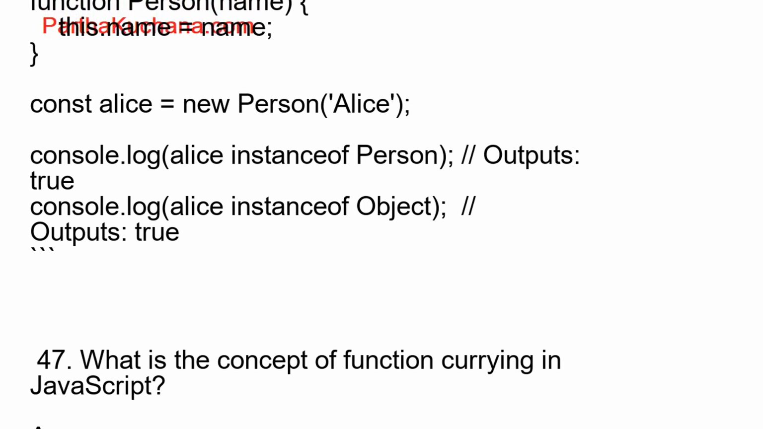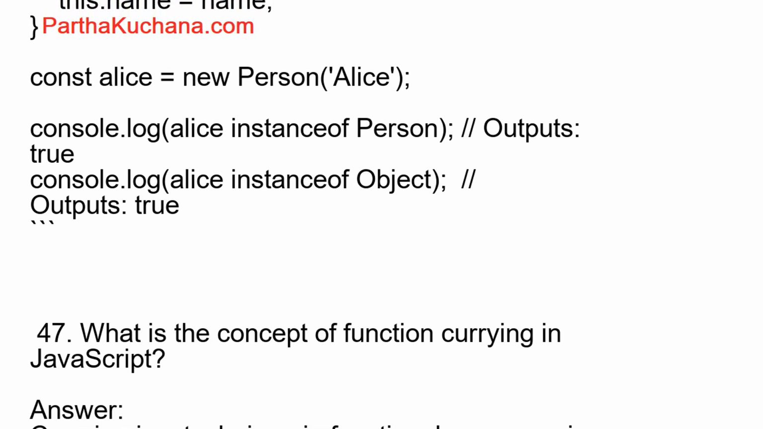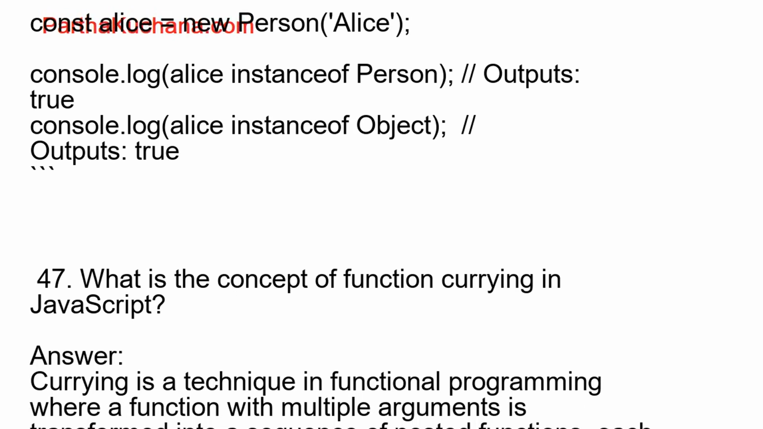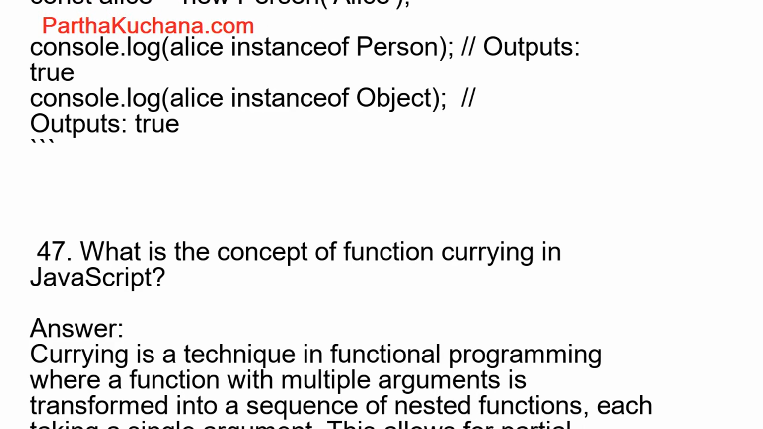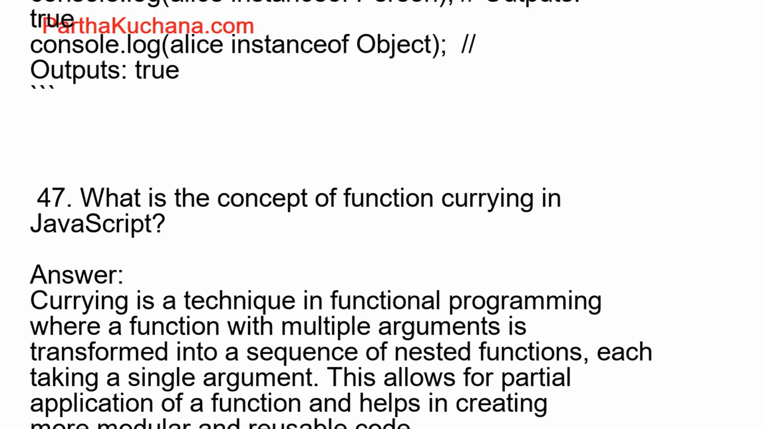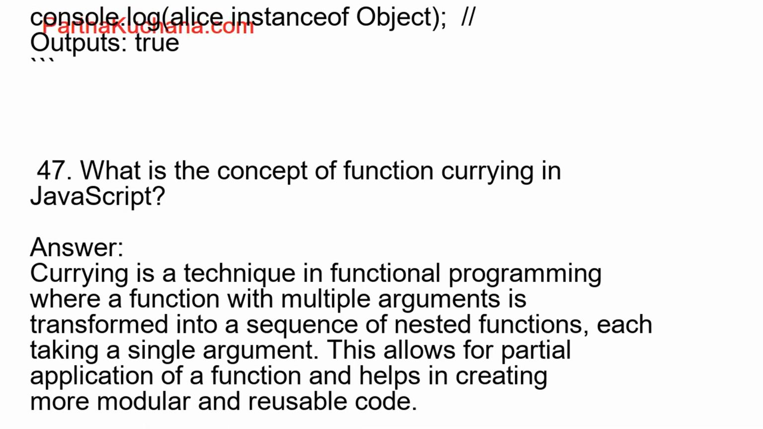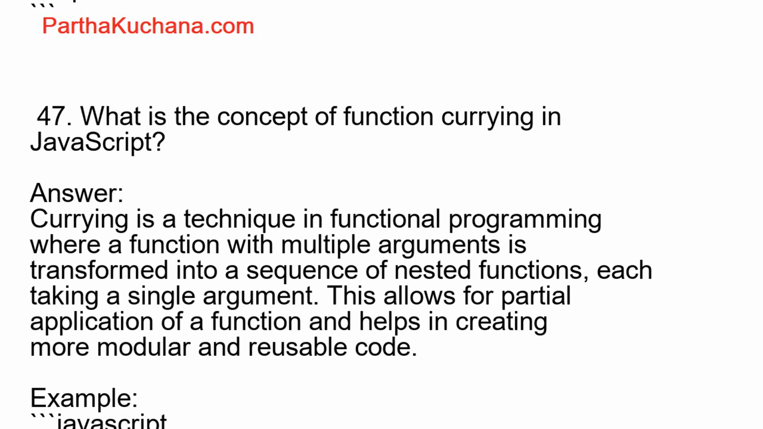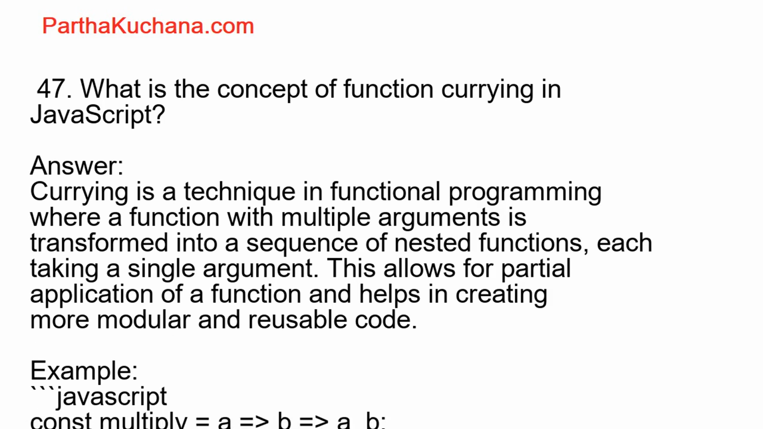50. What is the Symbol type in JavaScript? Answer: The Symbol type is a unique and immutable primitive value introduced in ES6 that is often used as a key for object properties. Symbols can be created using the Symbol function, and each symbol is guaranteed to be unique, making them useful for avoiding property name collisions in objects.